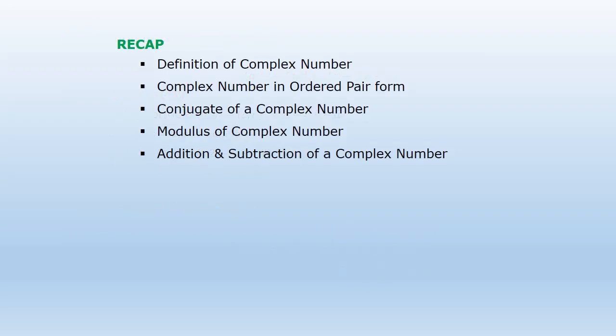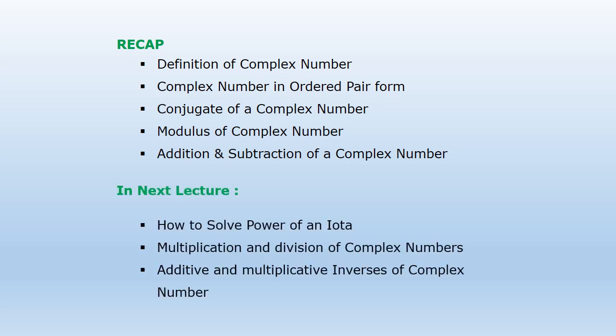In this lecture, we covered the definition of a complex number, that a number that can be written in a plus ib form is called a complex number. Then how to write a complex number in ordered pair form and vice versa. Then the conjugate of a complex number, which is obtained by just changing the sign of an imaginary part. Then the modulus of a complex number, which is the distance from the origin to the given point. Then addition and subtraction of complex numbers. In the next lecture, we will cover how to solve powers of iota, multiplication and division of complex numbers, and additive and multiplicative inverses of complex numbers.